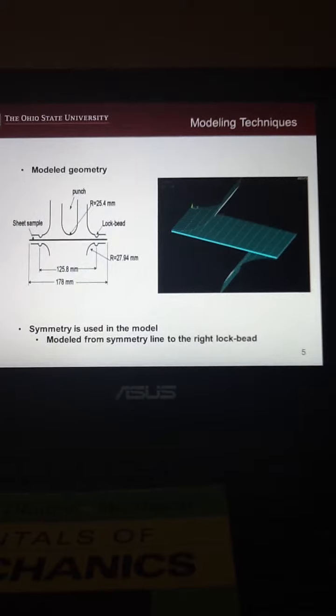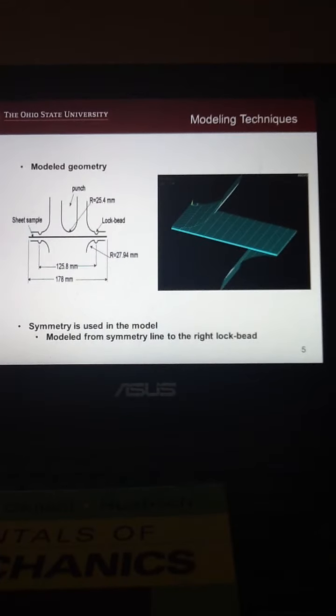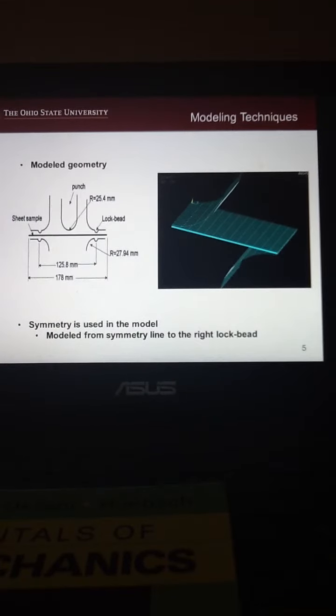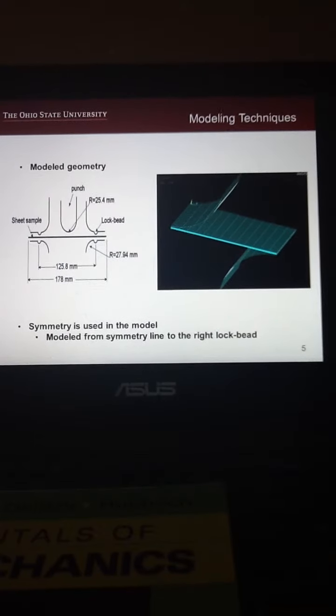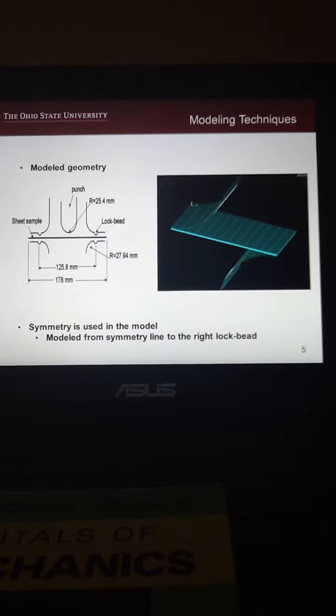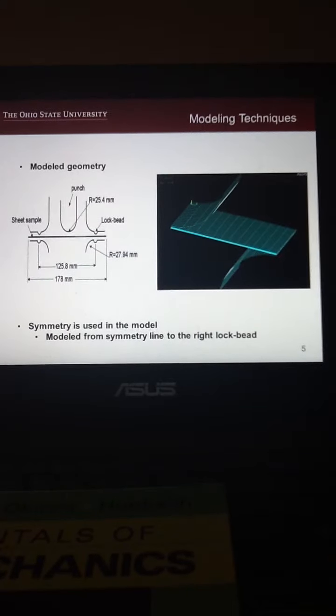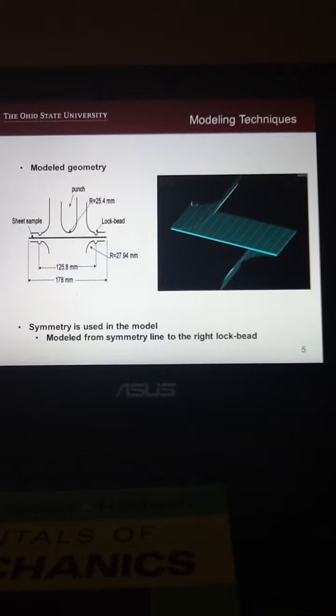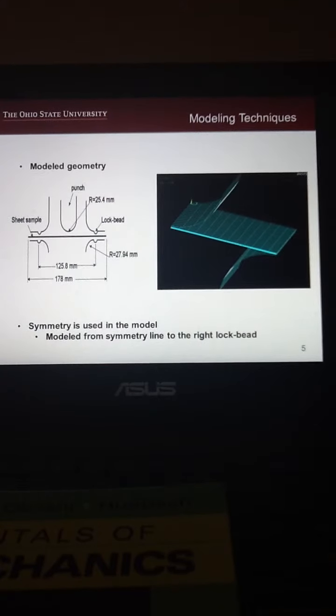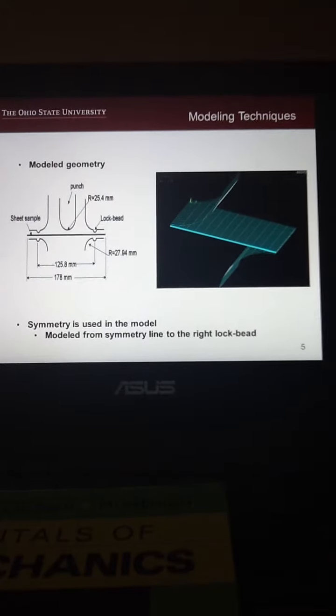In terms of modeling techniques, on your left-hand side is the schematic of the experimental setup. On your right-hand side is the model, which is created in ANSYS. In this case, symmetry is used in the model, which is modeled from the symmetry line to the right lock bead.